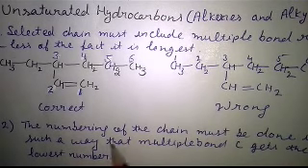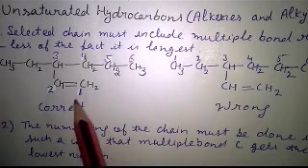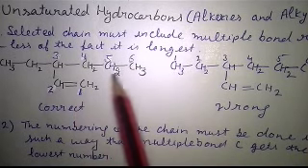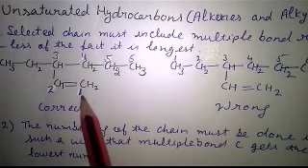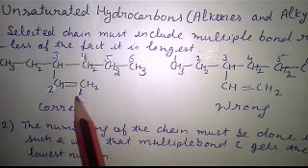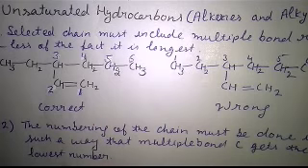The second rule: the numbering of the chain must be done in such a way that the multiple bond carbon gets the lowest number. In this we start numbering from this side, so it gets the lower number. If we start numbering from this side, it gets the highest number. So we do the numbering in such a way that the double bond gets the lowest number.